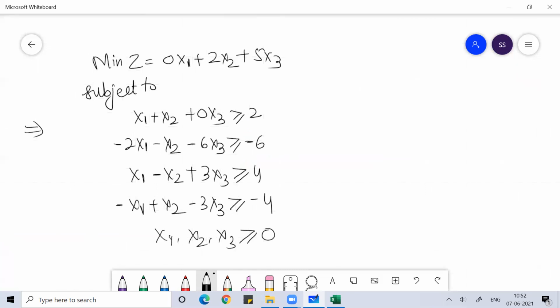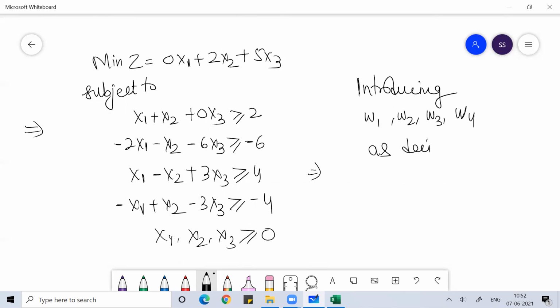Now this is in canonical form, guys. You can see I have 4 constraints, so I'll introduce 4 decision variables, W1, W2, W3, W4, for the dual problem.